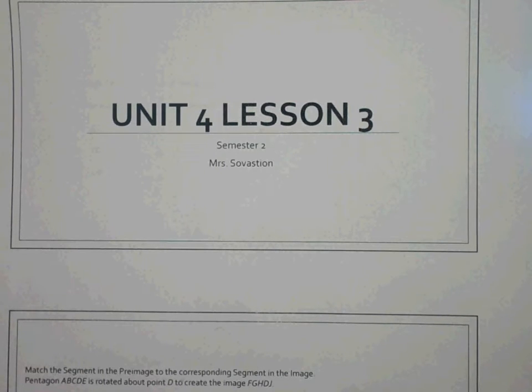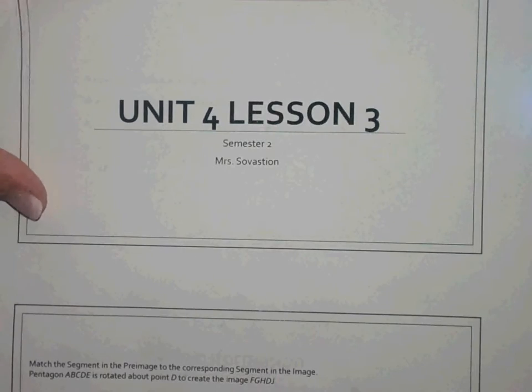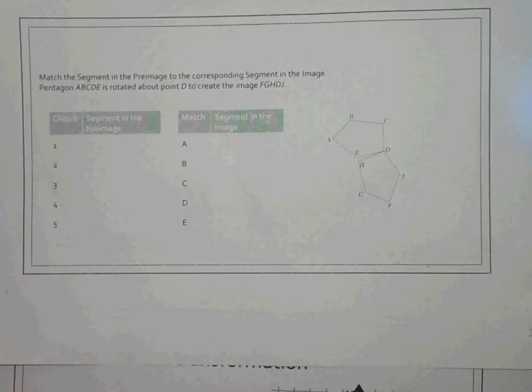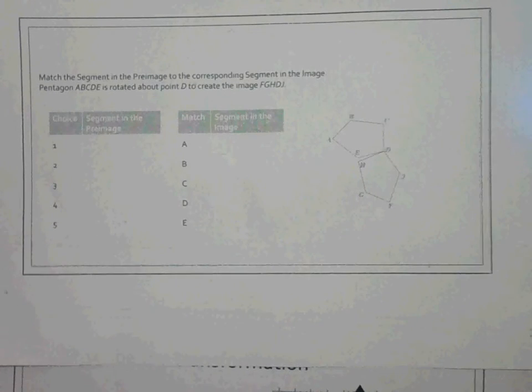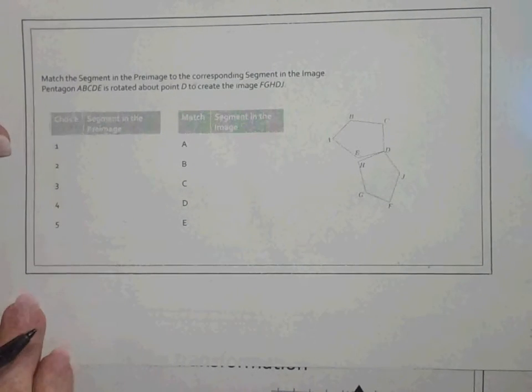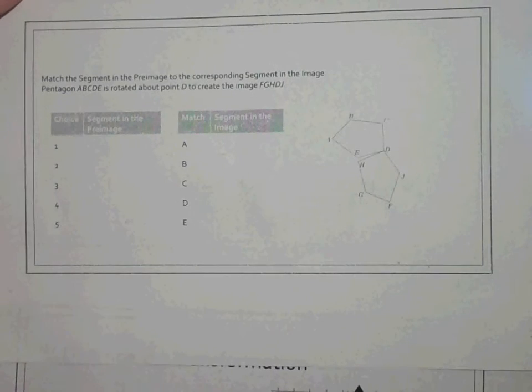Okay, so our first question type that we're going to look at says match the segment in the preimage to the corresponding segment in the image. Okay, pentagon ABCDE is rotated around point D to create the image FGHDJ.